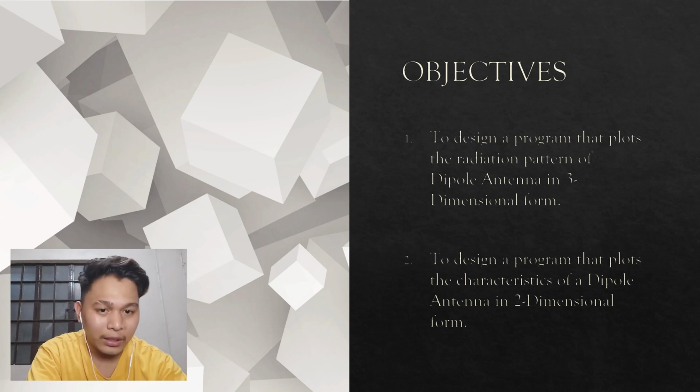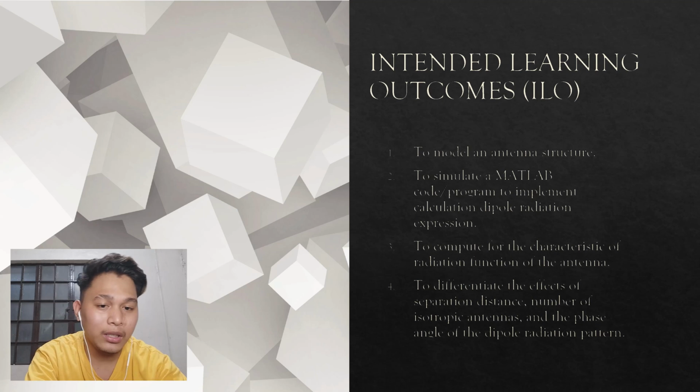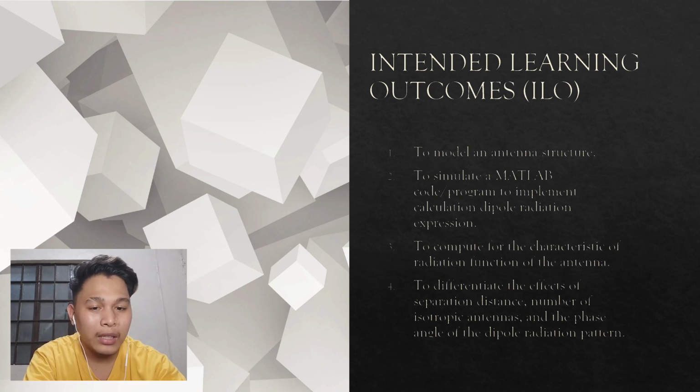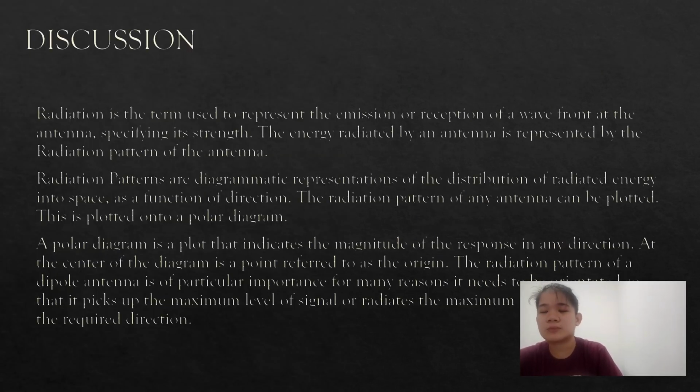Also, our intended learning outcomes: at the end of this activity, the student shall be able to: 1. Model an antenna structure. 2. Simulate MATLAB codes or a program to implement the calculation of the dipole radiation expression. 3. Compute the characteristic of the radiation function of the antenna. And lastly, 4. Differentiate the effect of separation distance, number of isotropic antennas, and the phase angle on the dipole radiation pattern.